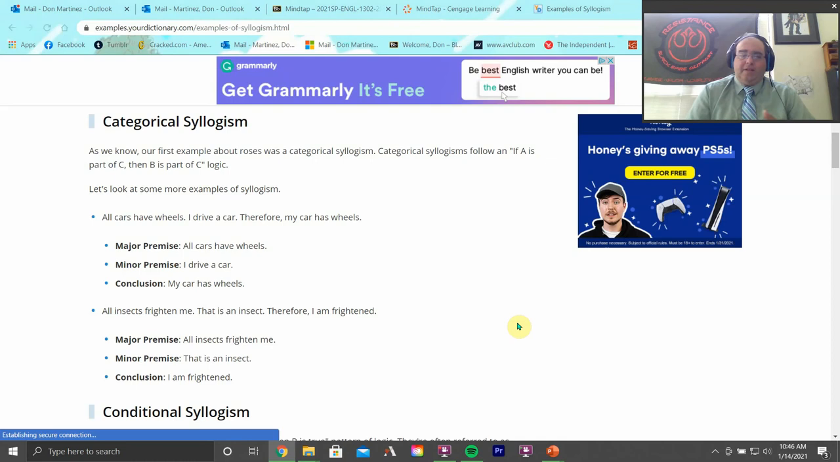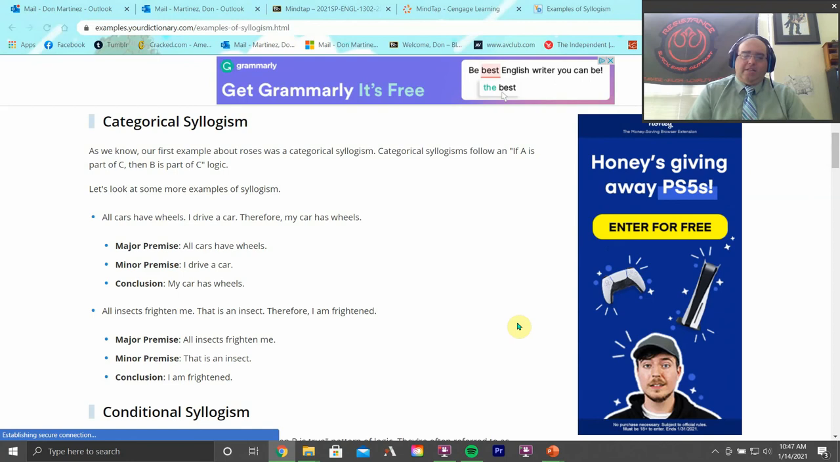Conclusion: therefore, my car has wheels. Okay. Here's another one. Major premise: all insects frighten me. Minor premise: that is an insect. The conclusion: therefore, I am frightened.